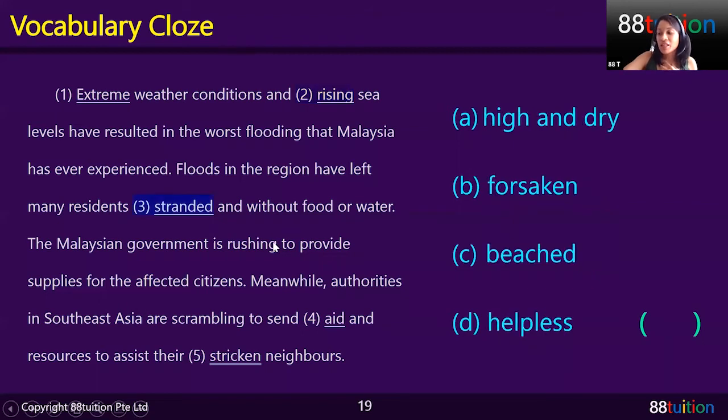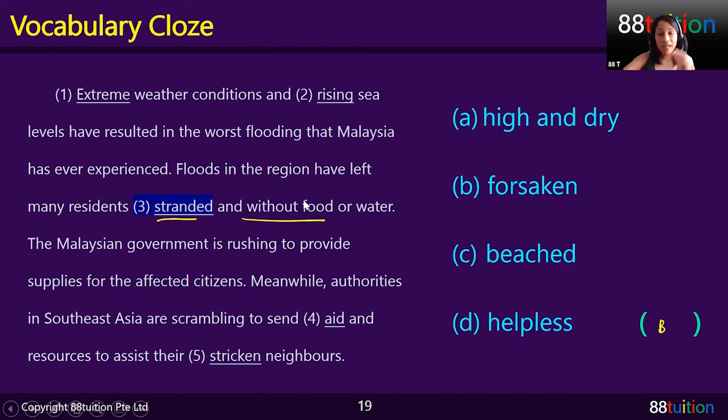Okay, floods in the region have left many residents stranded. Basically, when you're stranded, it means that you're forsaken. You're left there with nothing, right? You can turn to nobody. You can't go anywhere. Not high and dry. Okay, beached is basically to be there, but you're not beached. You're stranded and without food. So the context of it is that you can't really move around very much. You don't have food. You don't have water. That's why the floods have been caused and therefore residents are left stranded. Okay, the first answer is B, B, B so far.